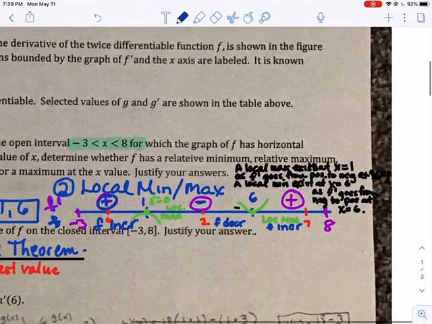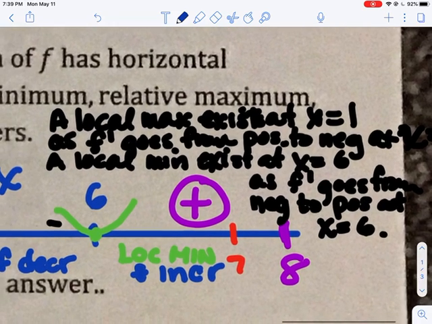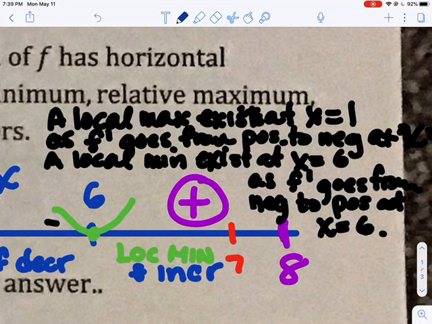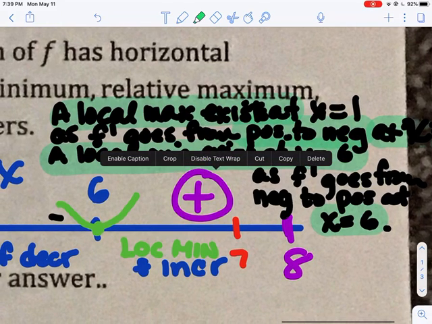So we just have to say where there is a local min or max. All I did very simply here is say a local max exists at X is equal to 1 as F prime goes from positive to negative at X is equal to 1. It makes that hill where there's a maximum point at the top. Then a local minimum exists at X is equal to 6 as F prime goes from negative to positive at X is equal to 6. So we have a local max at 1 and a local min at X is equal to 6.